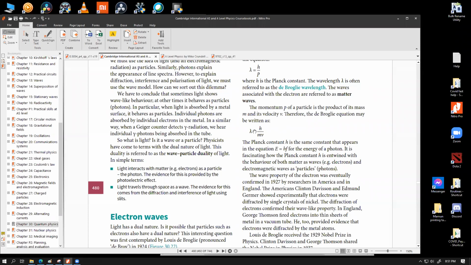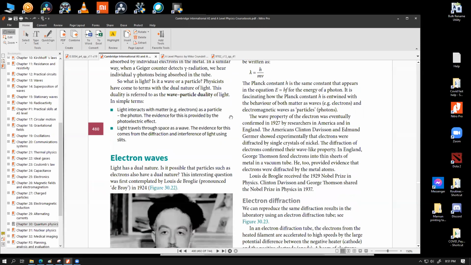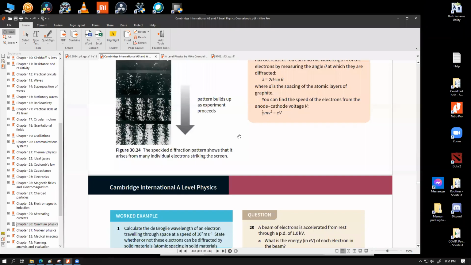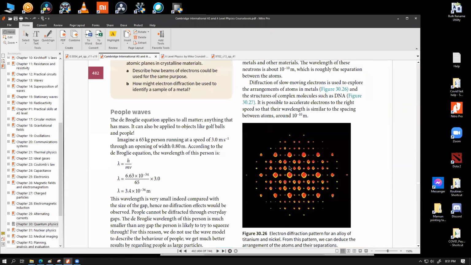Yes, Abhias, go ahead. Sir, the titanium diffraction pattern, is it produced by replacing the graphite with titanium? Yeah, we just replaced the graphite sheet with a very thin slice of that alloy.